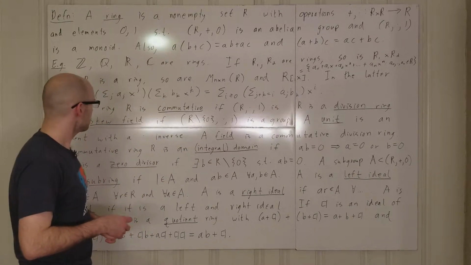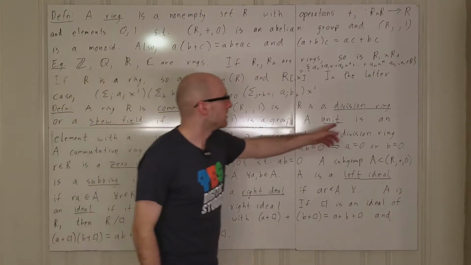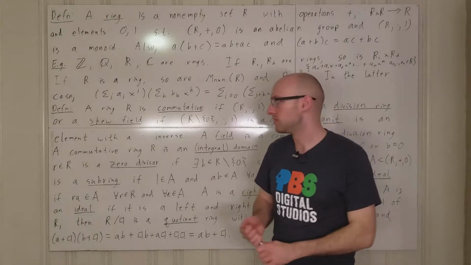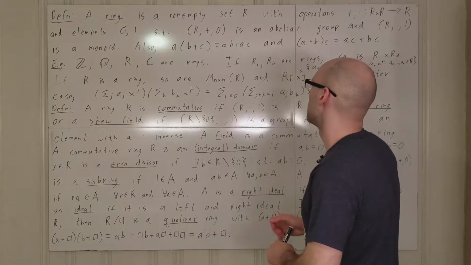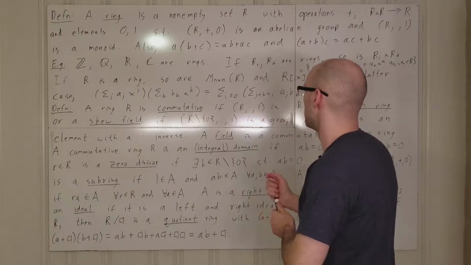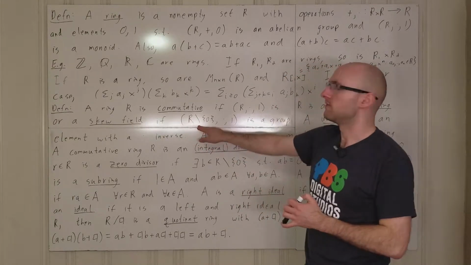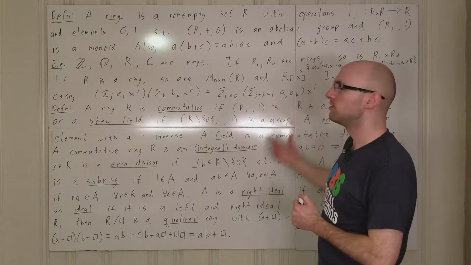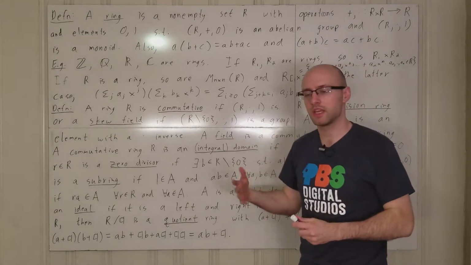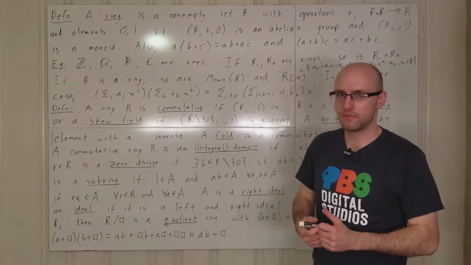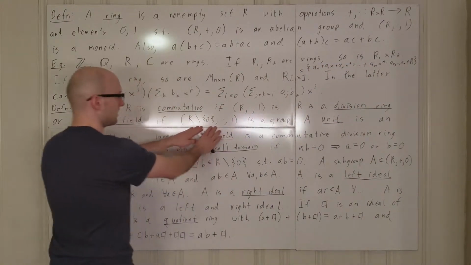And so in particular, a unit is an element that does have a multiplicative inverse. So to say that R is a skew field or a division ring is the same thing as saying that every non-zero element is a unit, because that's exactly what this is saying.